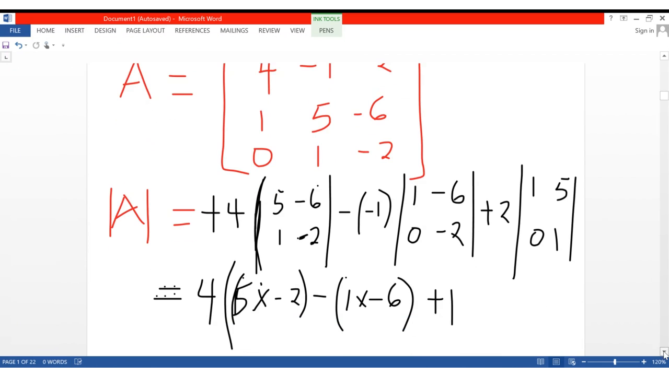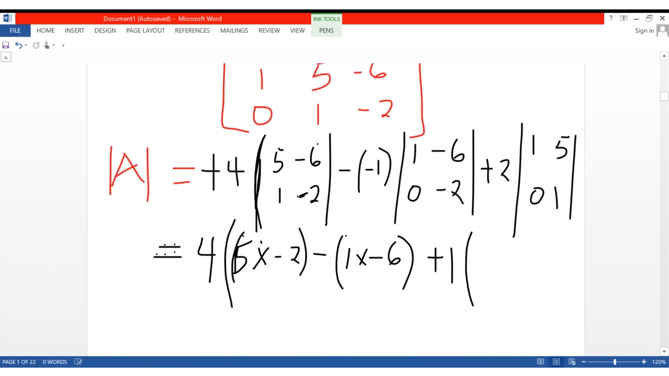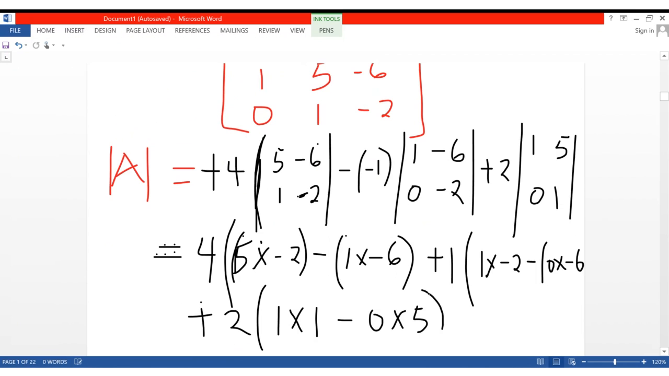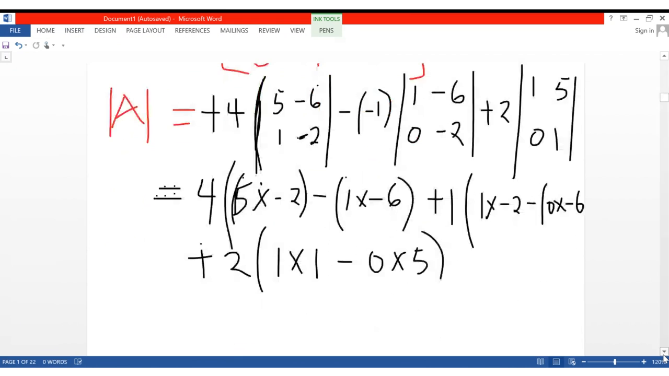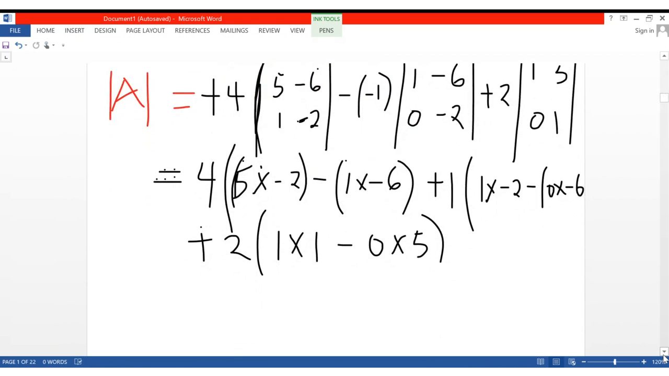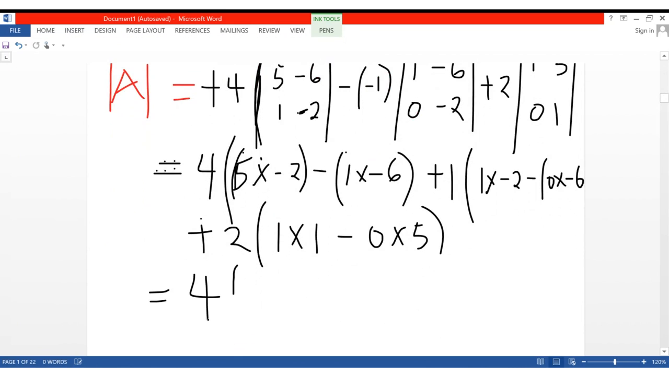So I'll end up with +1. And then here I'll have 1 times -2 minus 0 times -6. The other one is +2. I'll end up with 1 times 1 minus 0 times 5. When you open up the bracket, the first one is -10 minus -6. So that is what? -10 minus -6, get -4.